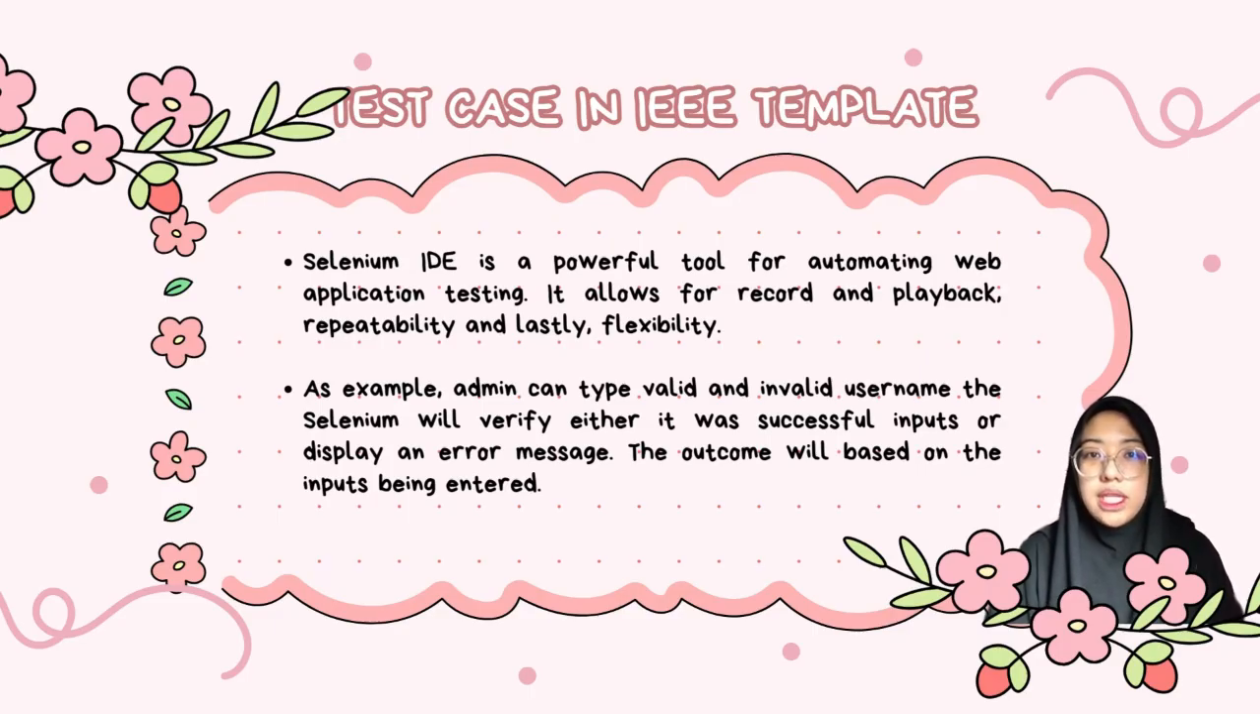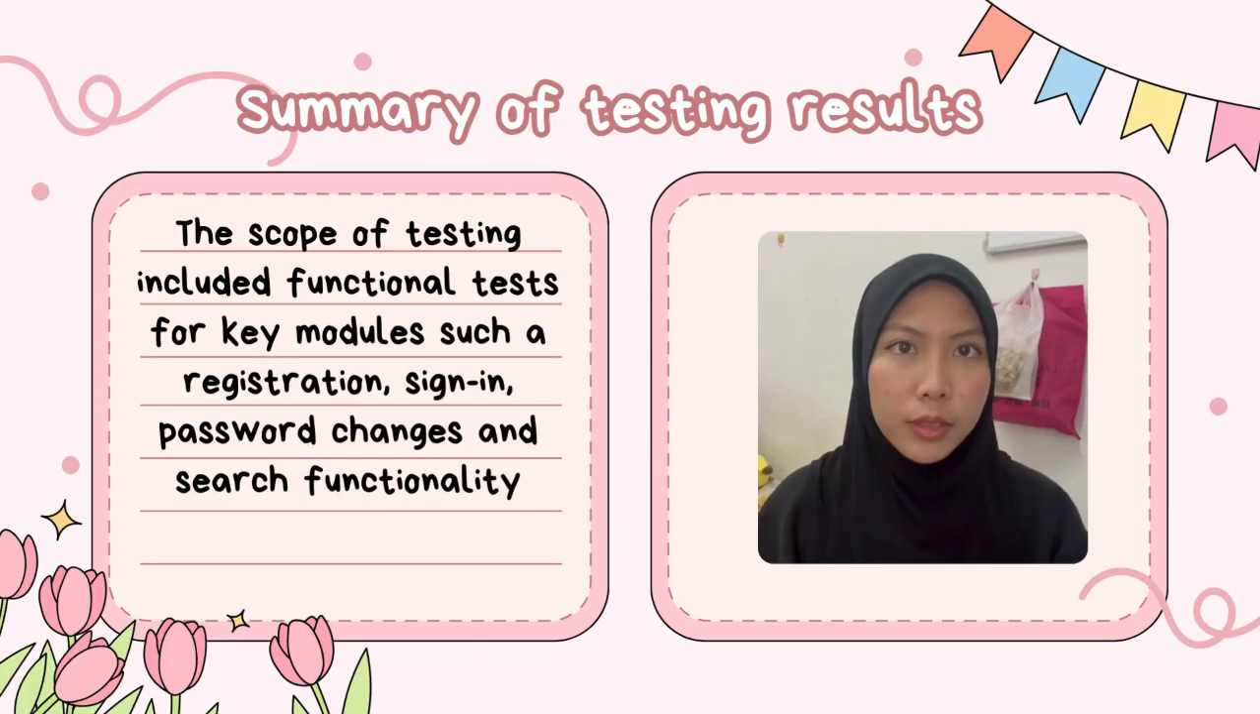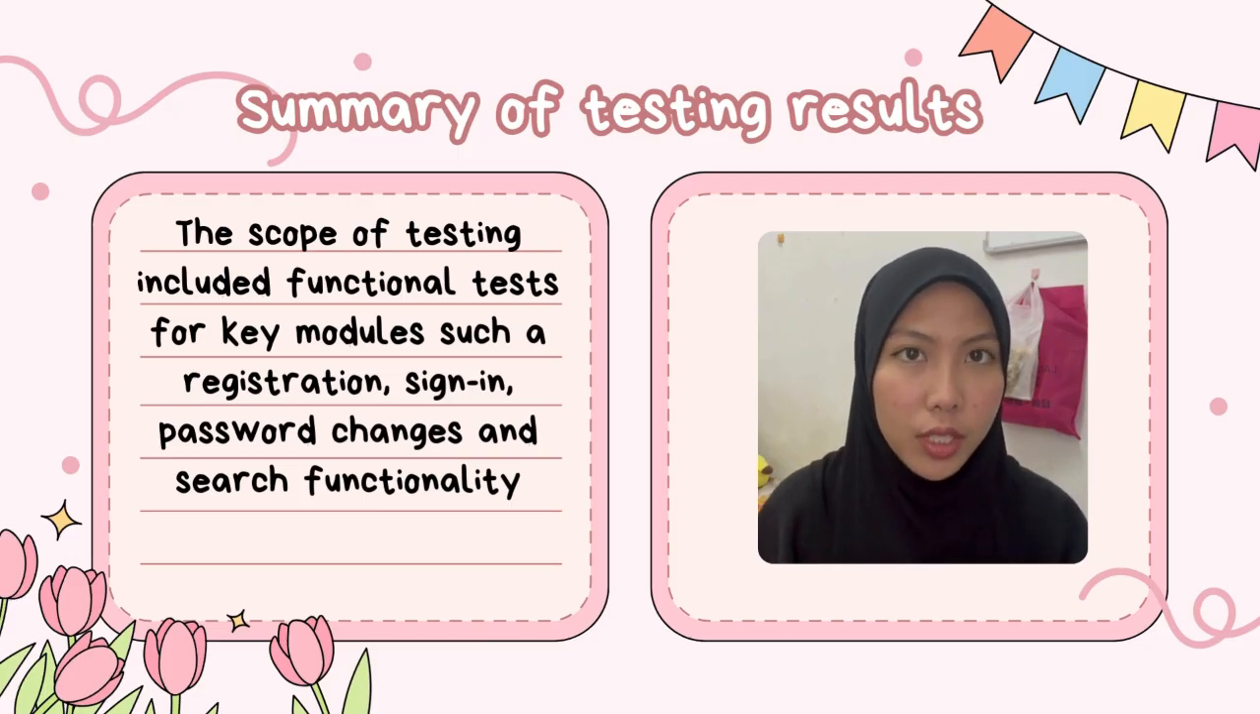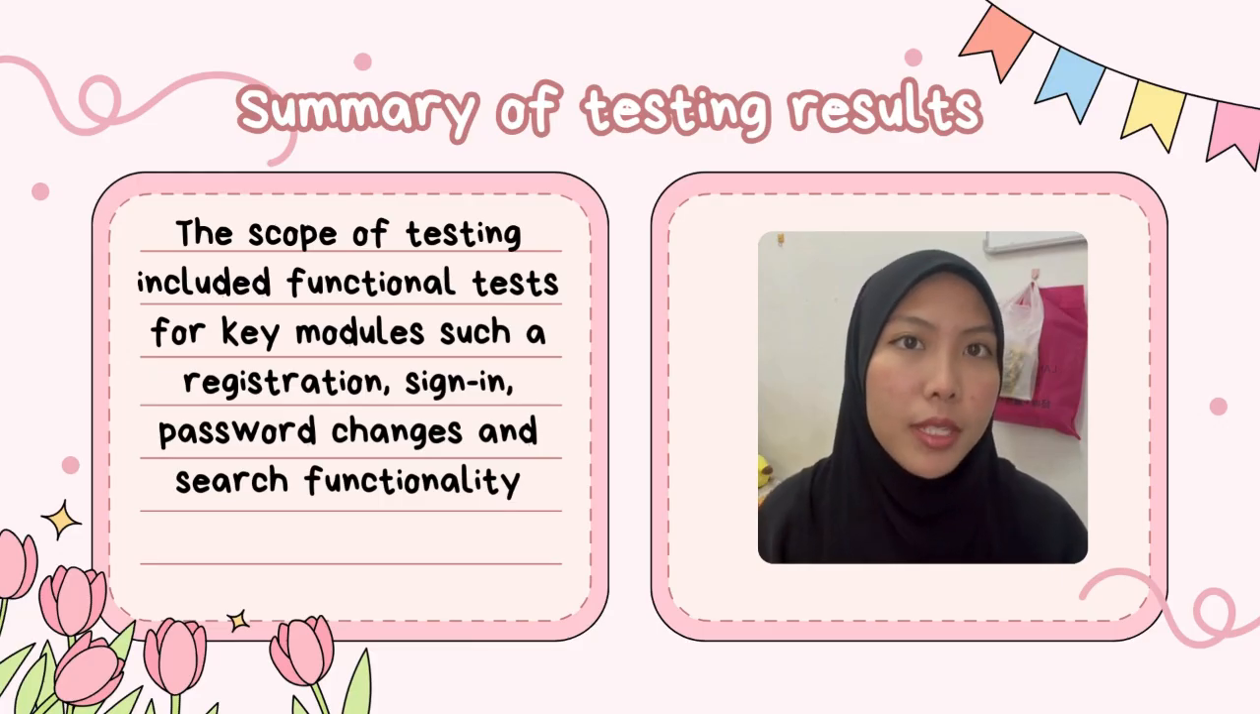As an example for an automatic test case, the admin can type a valid and invalid username. Then Selenium will verify the error message or successful input. The outcome will be pass for valid input and a consistent error message for invalid data. The scope of the testing included functional tests for key modules such as registration, sign-in, password changes, and search functionality. However, performance testing and mobile browser compatibility were not included in the scope. Testing was conducted exclusively on desktop browsers.